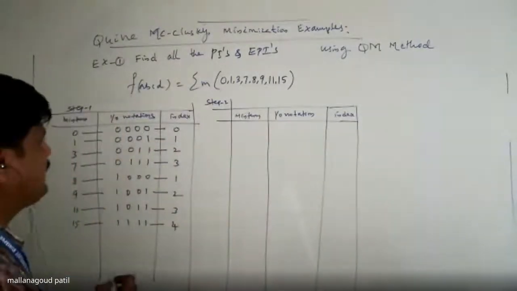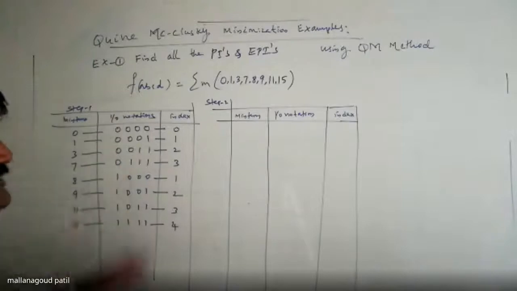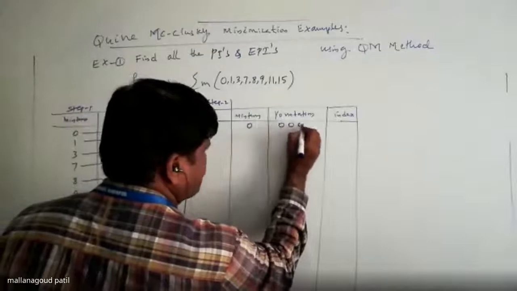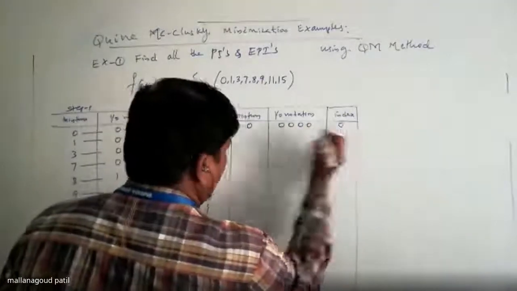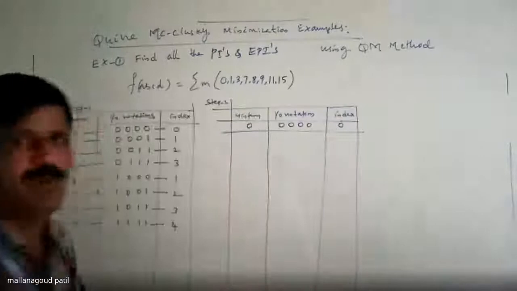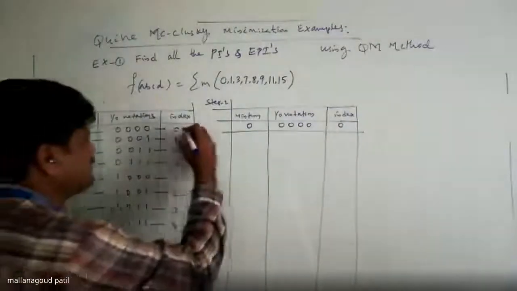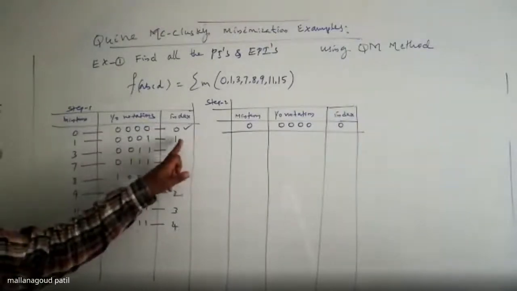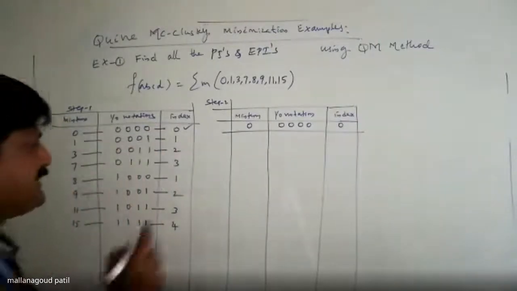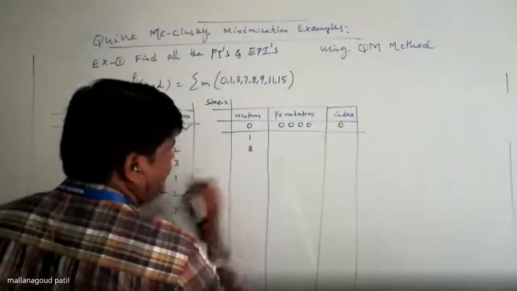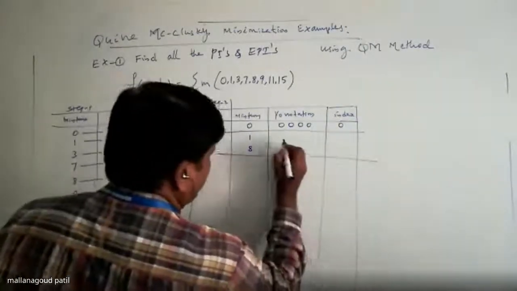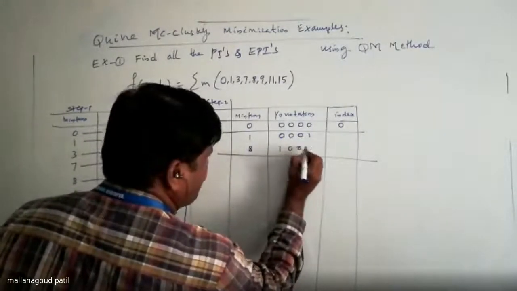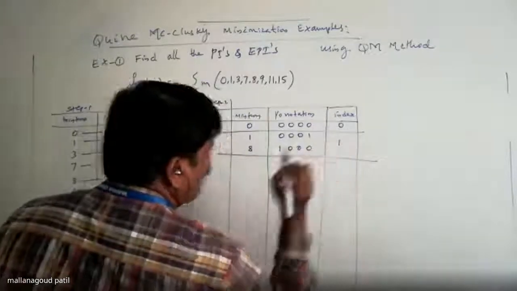For index 0, how many are there in the list? Only one is there. Then I can write minterm 0, representation will be 0, 0, 0, 0, and its index is 0. Then you have to have a separate block. Then index 1, how many are there? Just put a tick mark, covered. Index 1 has 1 as well as 8. Then 1 and 8 are in one block. 1 is represented as 0, 0, 0, 1 and 8 is represented as 1, 0, 0, 0. Then the index will be 1.